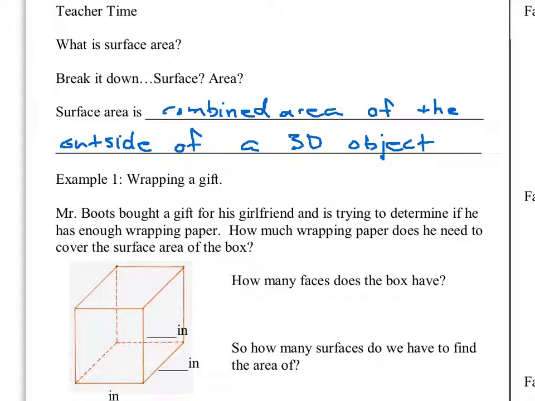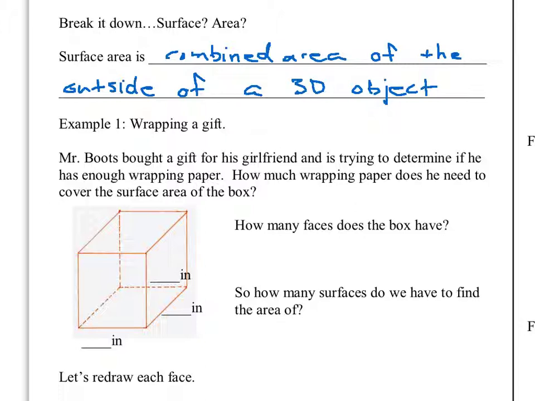So it's the same idea with surface area. For instance, the example is Mr. Boots bought a gift for his girlfriend and is trying to determine if he has enough wrapping paper to wrap the gift. How much wrapping paper does he need to cover the surface area of the box? I don't have a box with me, so we're going to use this tissue box. And we are going to estimate the size of this tissue box to be 4 inches wide, so that's 4 on the front, 11 inches deep, and 3 inches tall.